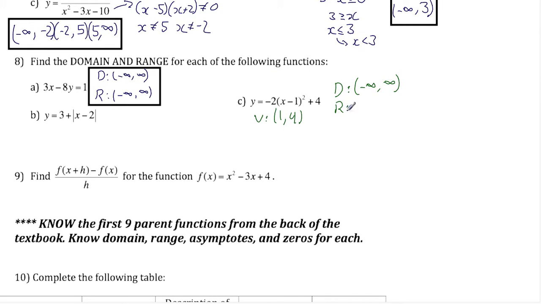Now the range, though, oh boy, the range is tricky. If you have a parabola that goes down, the vertex is the maximum. If it goes up, the vertex is the minimum. Here, because this coefficient is negative, it opens down, so the vertex is the maximum. So the range, the y values, is everything from negative infinity all the way up to the largest y value, which is at the vertex, which is 4.